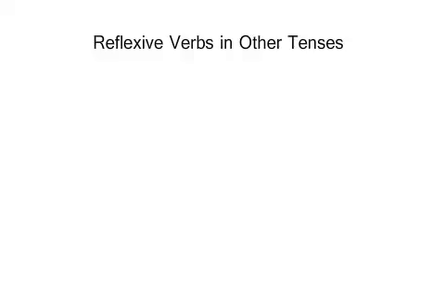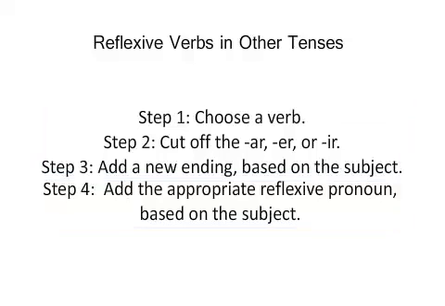At this point, you should be familiar with reflexive verbs. You should know that they're used to talk about actions that we do to ourselves. You should remember the 4 steps for using reflexive verbs, and that they're almost the same as the steps for conjugating a verb in general, just that we have one extra step, step 4, that we add the appropriate reflexive pronoun based on the subject of the sentence.